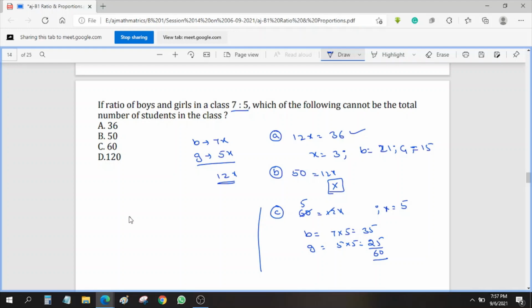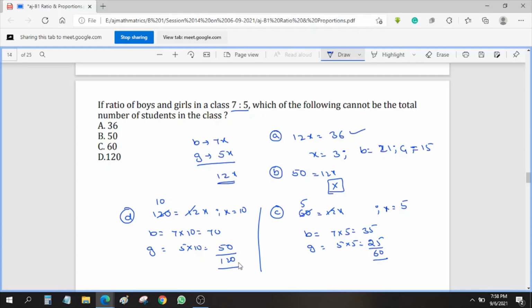Now let's go with D. D says 120, 120 equals 12x, so 12 ones are 12, 12 tens are 120, which means x equals 10. After getting x equals 10, boys are what? 7 into 10, which is 70, and girls are 5 into 10, 50. Okay, and 120 can be possible.